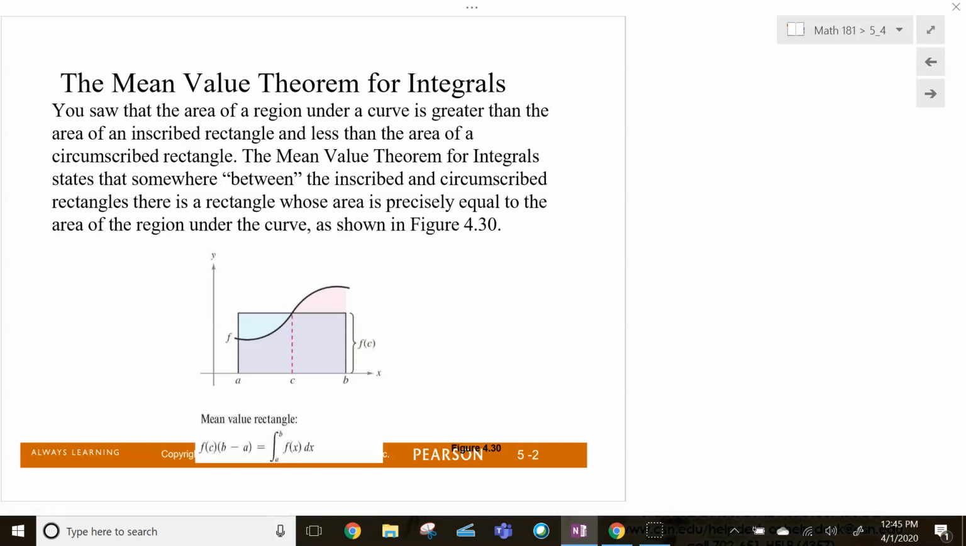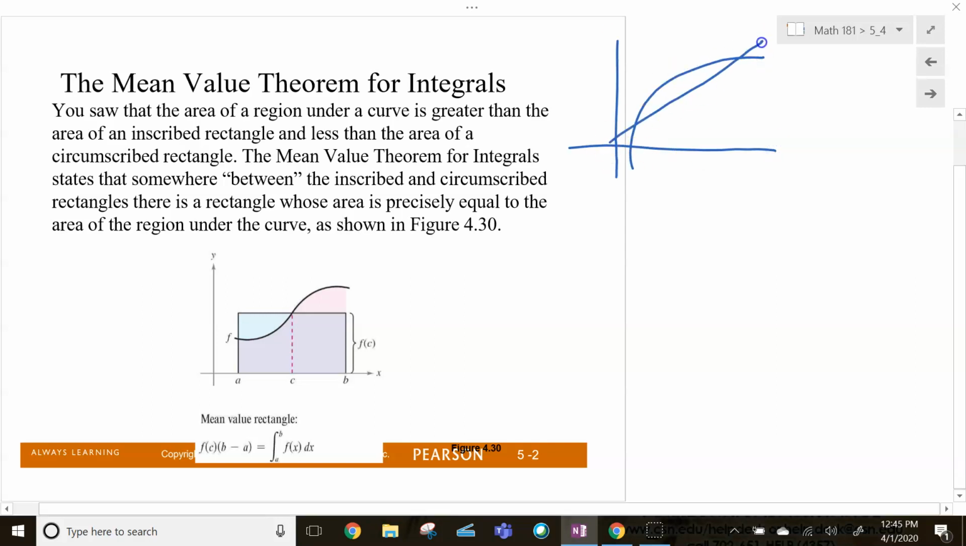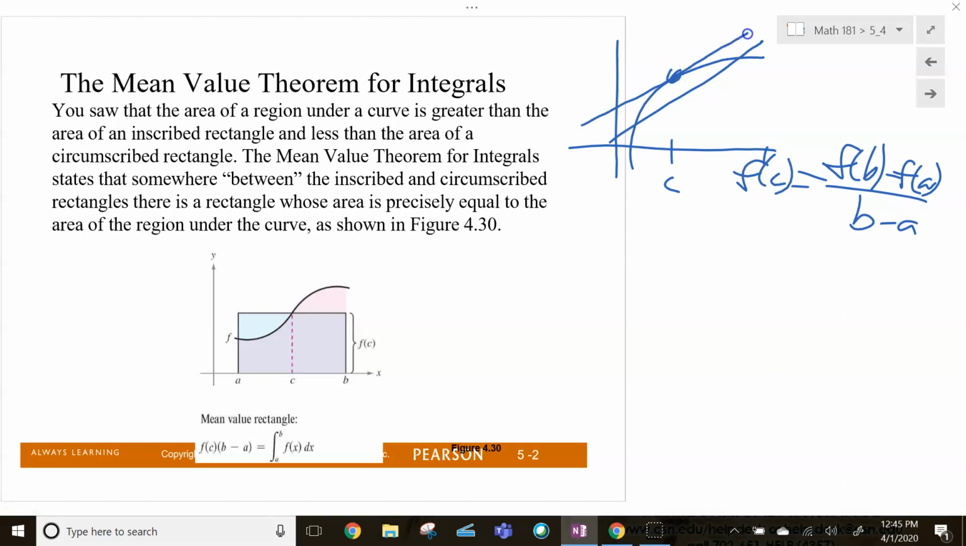If you remember, the mean value theorem for derivatives was when the slope of the secant, f of b minus f of a all over b minus a, was equal to the slope of the tangent. There is a c within that a to b such that it's equal to the slope of the tangent.